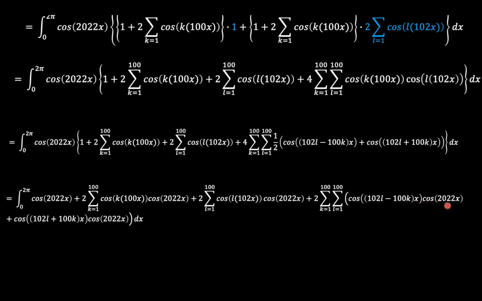100kx by cosine 2022x, and then the summation, the addition part of 102l plus 100kx times cosine 2022x. Again, these two, 1, 2, 3, 4, we can express this product of the cosine functions into the summation expression. And we're going to do that as follows.